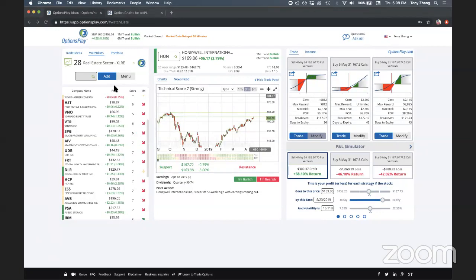Bob is asking, OI and volume are very low. Is it okay? So you have to look at the options, the open interest and the volume of the whole chain. You can't just look at the one option that you're trading.